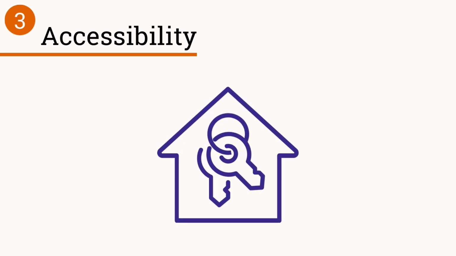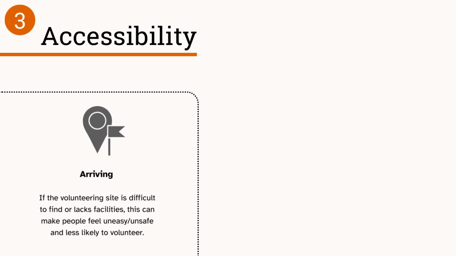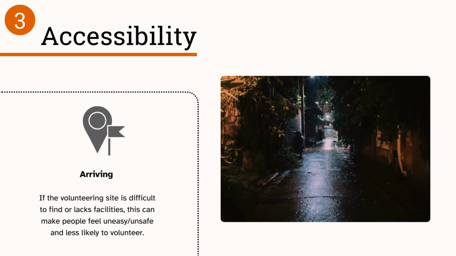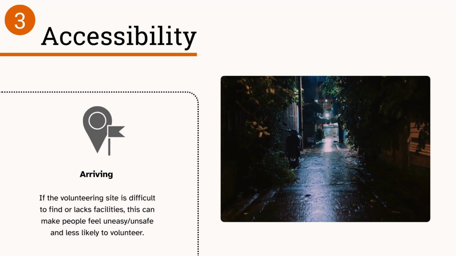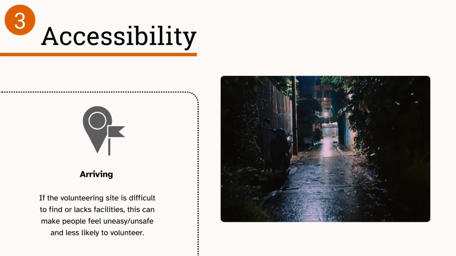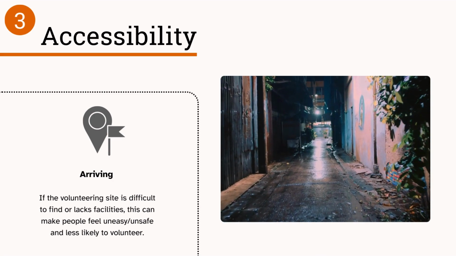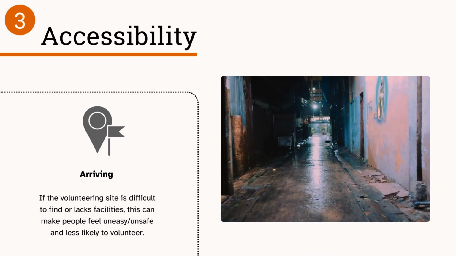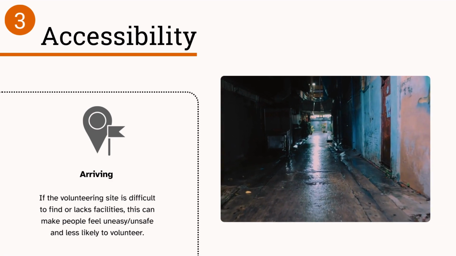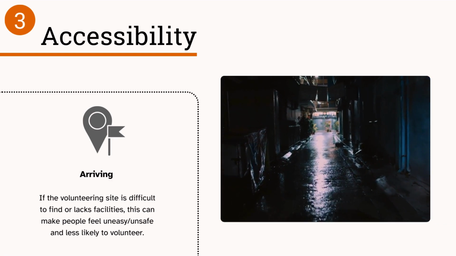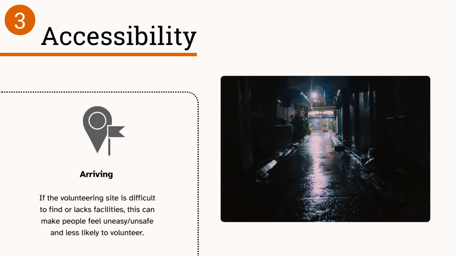Accessibility barriers are often physical issues with a volunteering site. These can be related to arriving at the site. If your site is difficult to find or lacks facilities such as outdoor lighting during the darker months, this can make people feel uneasy or unsafe and less likely to volunteer. Designated parking areas are also important for people with disabilities. If your site doesn't have a designated parking area, this may prevent some people from volunteering or even endanger their health and safety.